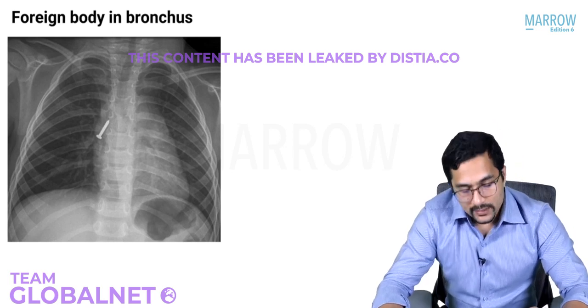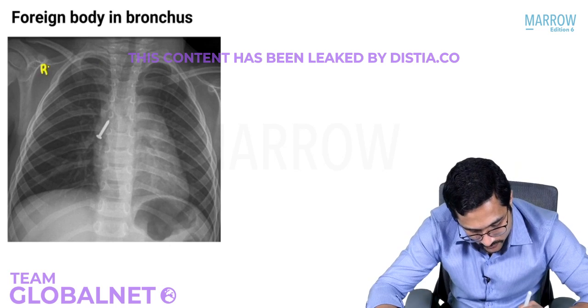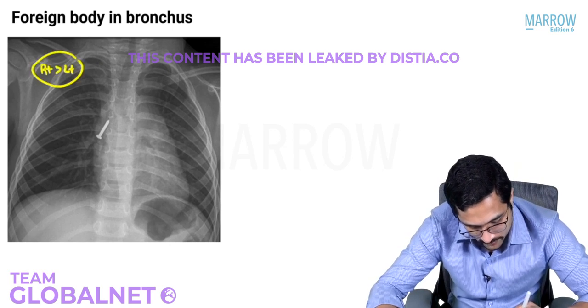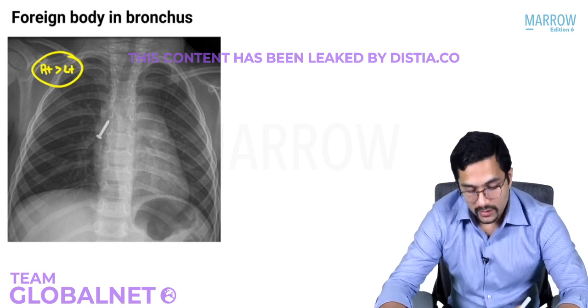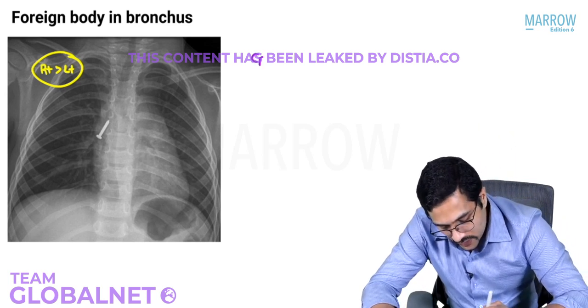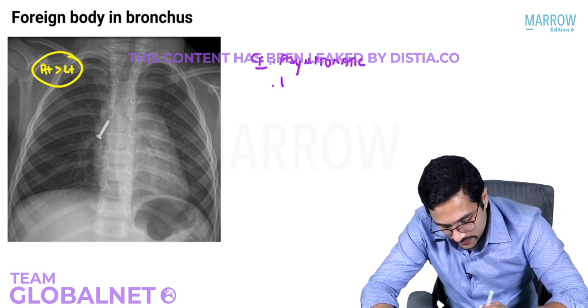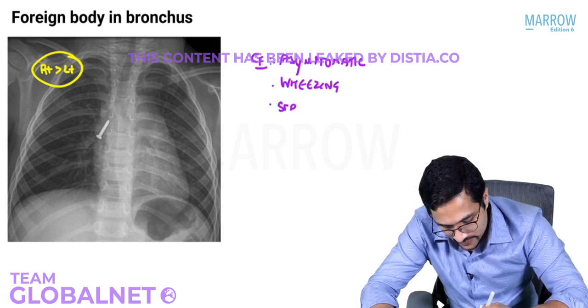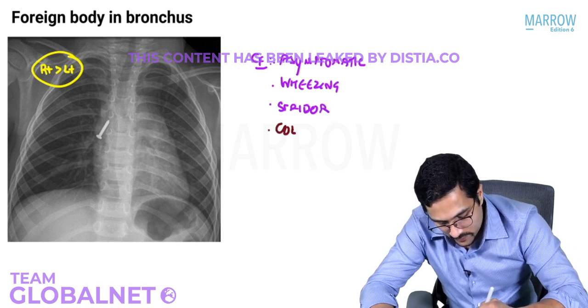Foreign body in a bronchus, I've already told you, it is more common on the right side as compared to the left side, because the right bronchus is shorter and straighter. The clinical features: the patient can be asymptomatic. Or the patient can come with wheezing, or the patient can come with stridor, or there can be a collapse of the lung as well.